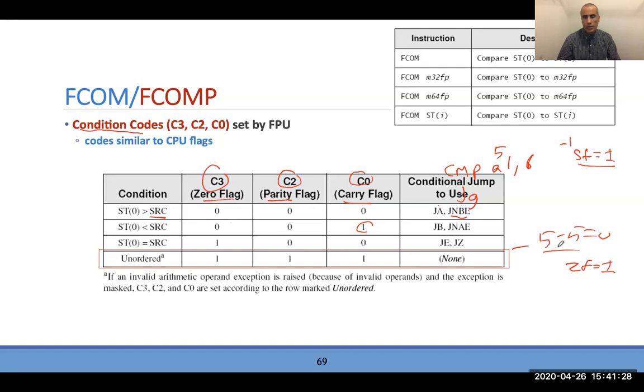Then we know that these are equal, not greater, not less than. And if all of them are set for some reason, then this is an exception. Something is wrong. It's beyond what the FP unit can handle for some reason. So if you have all of them set to one, then there is an error, maybe in your data, maybe in the way you compare, maybe in the range of the data. So we need to just figure it out.